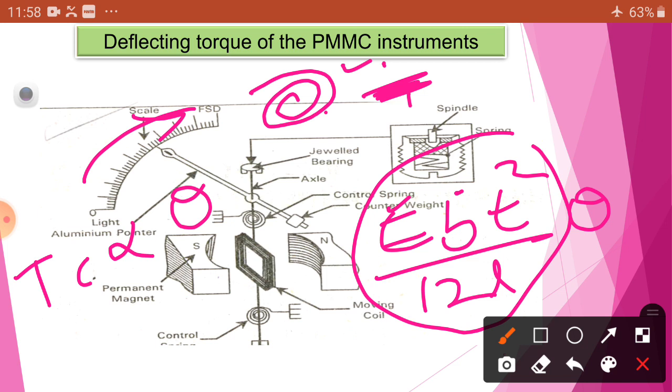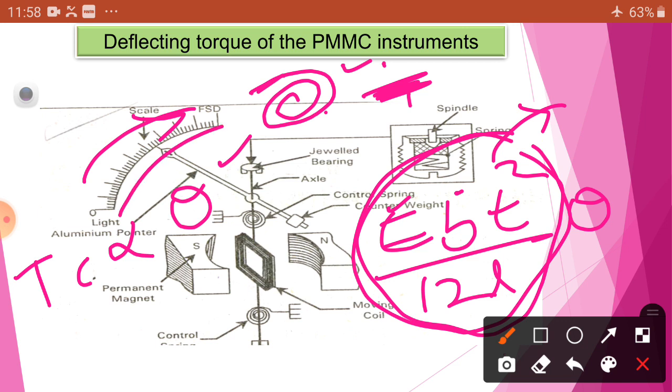And T is the thickness, B is the breadth, how much breadth this has, and L is the length of the coil. Generally we are neglecting the other terms, so we can say the controlling torque is directly proportional to theta. This depends on the material, thickness and length of the spring. Simply, the controlling torque is directly proportional to theta. Due to this we get a uniform scale, not cramped at the starting and ending. It is always a uniform scale due to this spring controlling torque.